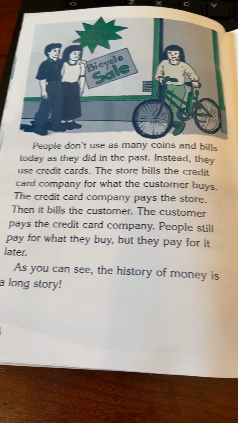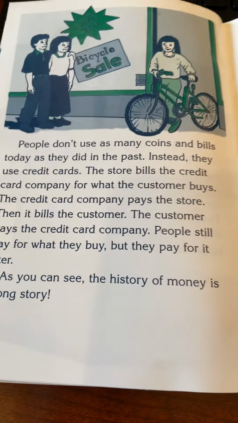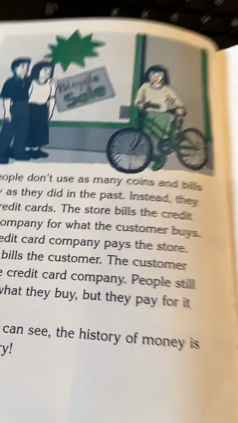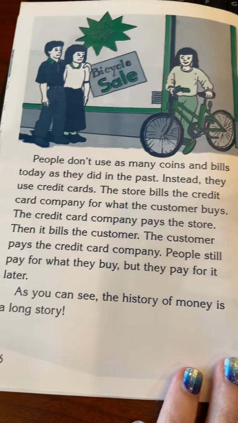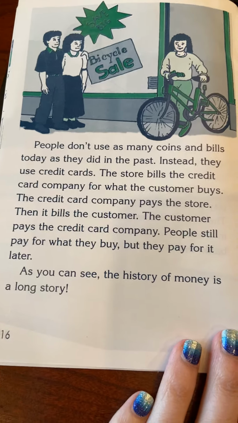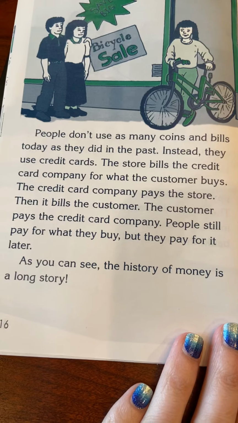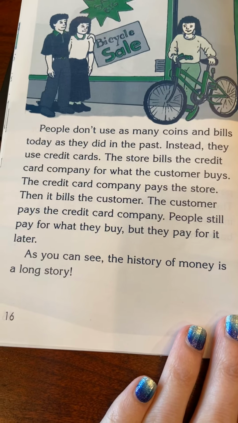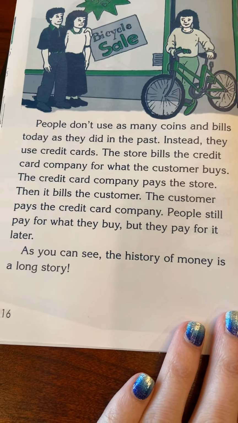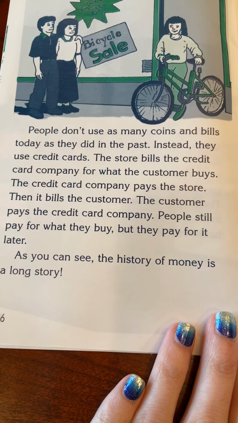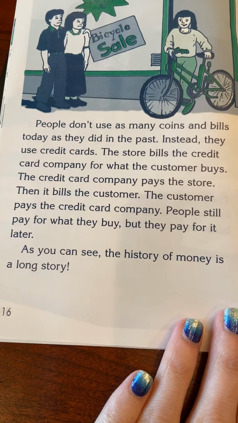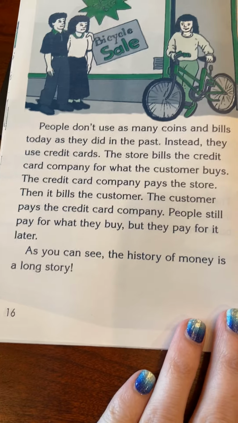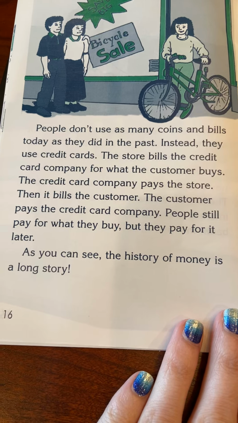People don't use as many coins and bills today as they did in the past. Instead, they use credit cards. The store bills the credit card company for what the customer buys. The credit card company pays the store. Then it bills the customer. The customer pays the credit card company. People still pay for what they buy, but they pay for it later. As you can see, the history of money is a long story.